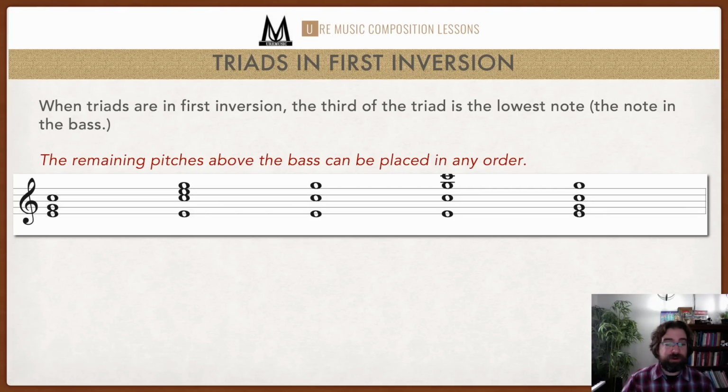So for first inversion, when triads are in first inversion, the third of the triad is the lowest note. This is the same chord. It's a C major chord. But now, my E is the bass note. Compare that to the root position C major triad. Hear how it just has more resonance? It sounds more stable compared to this. In some ways, the first inversion triad's a little bit lighter.